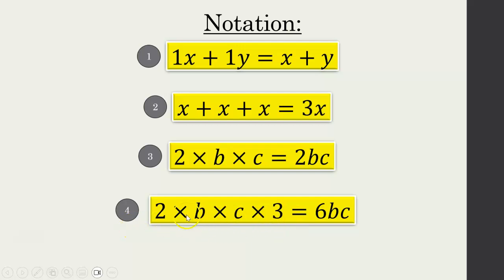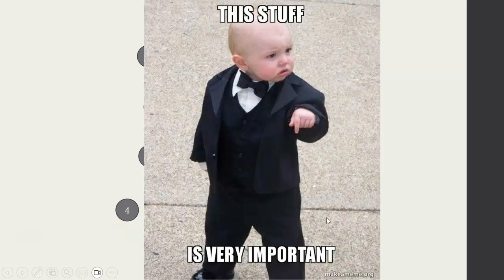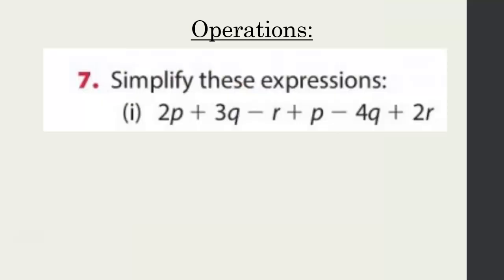So in this case, it's 3 and 2. So we can get 6bc. So yeah, this is all really important. You've got to be comfortable with all this because these are the easy questions. They only get harder from here. So let's say we had this.